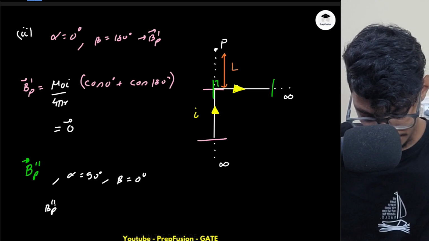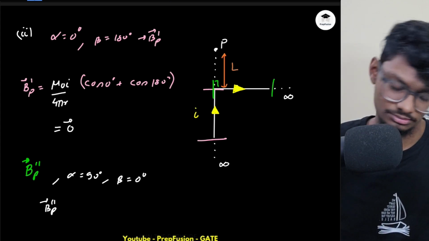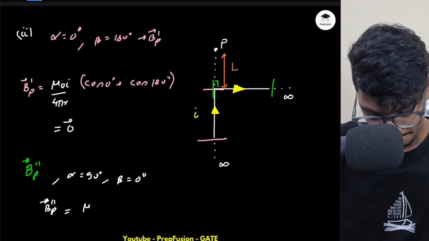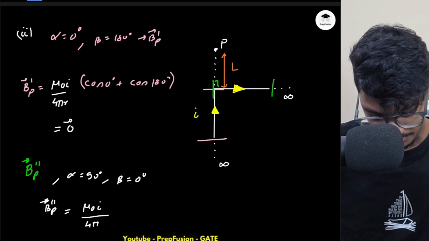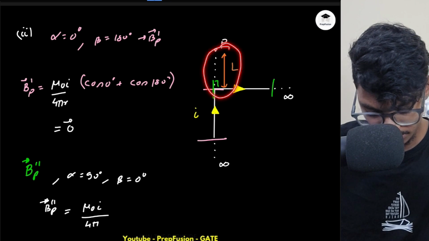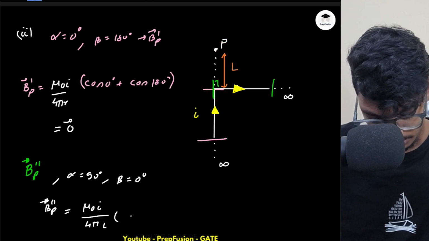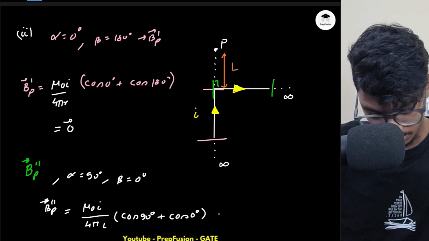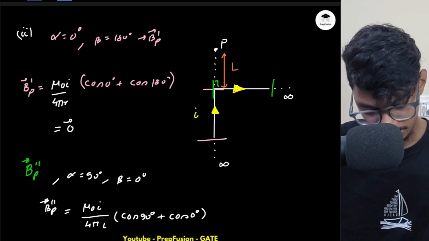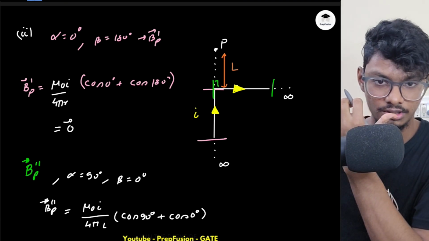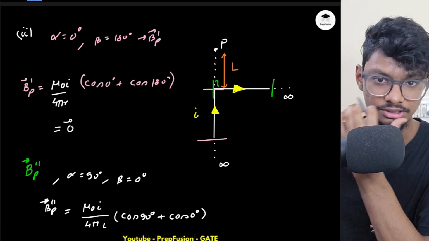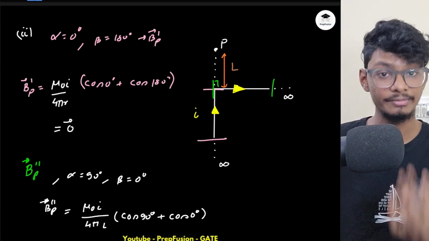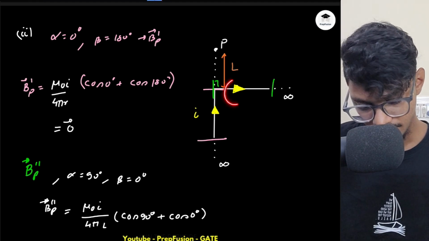So my BP double dash will come out to be mu naught I by 4 pi. What is the perpendicular distance? Perpendicular distance is simply L, so by 4 pi L, cos 90 plus cos 0. And what is the direction? Now if I place my thumb along the direction of the current for the second section and curl my fingers, the fingers are coming towards me. So it is coming out of the screen.